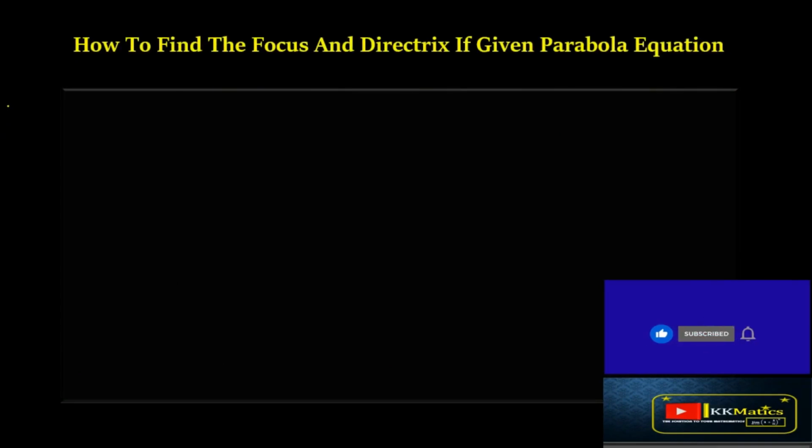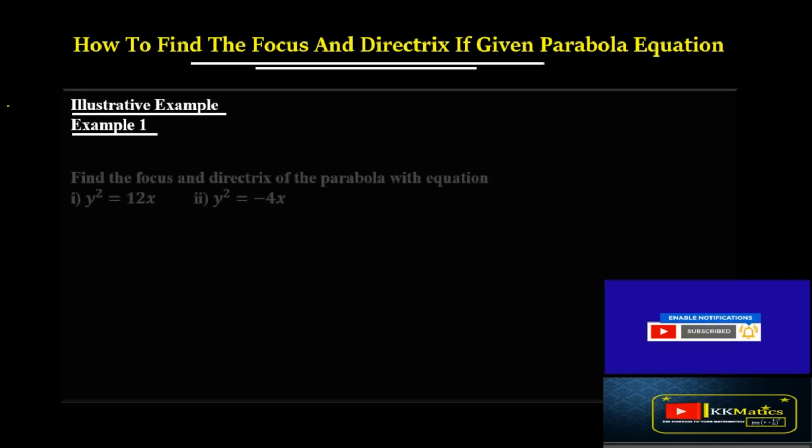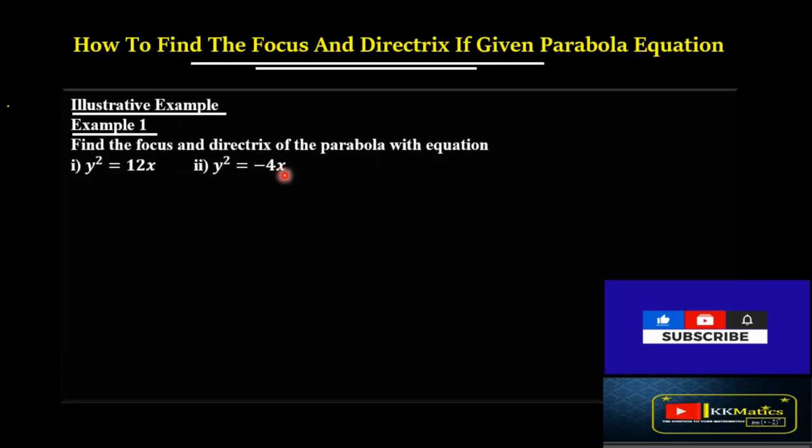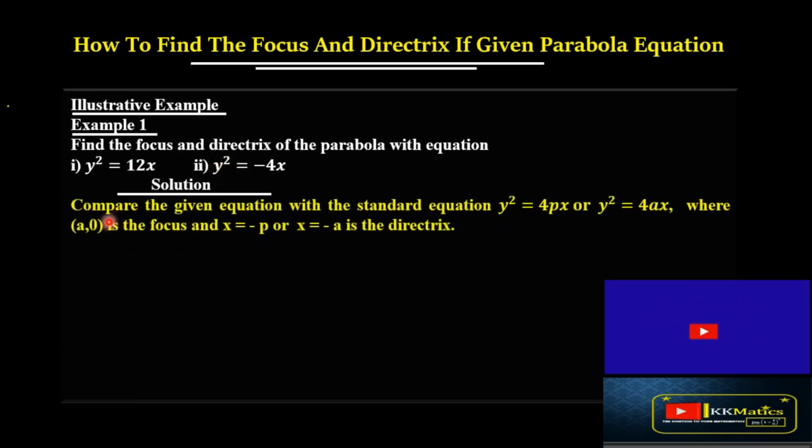Let's consider an illustrative example here. How to find the focus and directrix if given a parabola equation. Example 1. Find the focus and directrix of the parabola with equation (i) y squared equals 12x, (ii) y squared equals minus 4x. Solution: compare the given equation with the standard equation y squared equals 4px. This is the standard form of the equation of the parabola, either this or that, where we know the coordinates to be this.